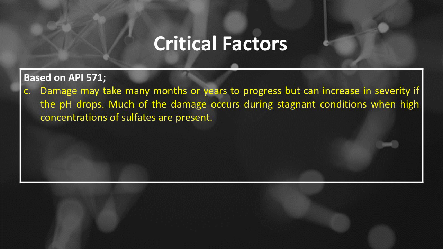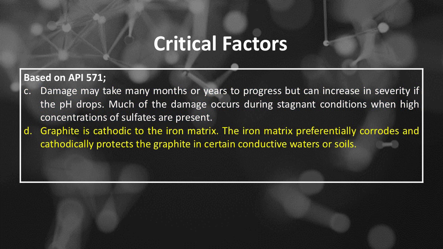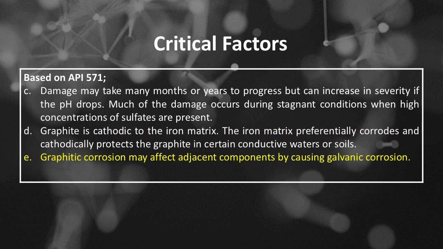Number C. Damage may take many months or years to progress but can increase in severity if the pH drops. Much of the damage occurs during stagnant conditions when high concentrations of sulfates are present. Number D. Graphite is cathodic to the iron matrix. The iron matrix preferentially corrodes and cathodically protects the graphite in certain conductive waters or soils. Number E. Graphitic corrosion may affect adjacent components by causing galvanic corrosion.